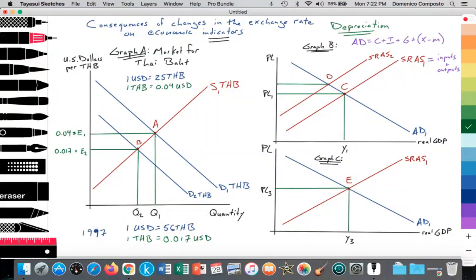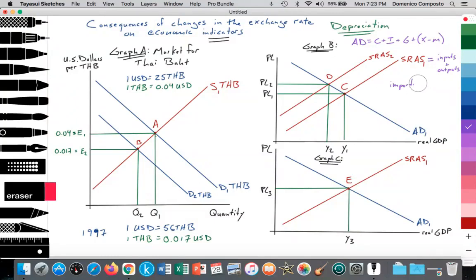So the price level is going to rise while GDP is going to fall. GDP falls from Y1 to Y2 while the price level rises from PL1 to PL2. Okay? Again, depreciation leads to imported inflation. All right, you are importing inputs and outputs that are more costly. So this is imported inflation, which is equivalent to cost push inflation.